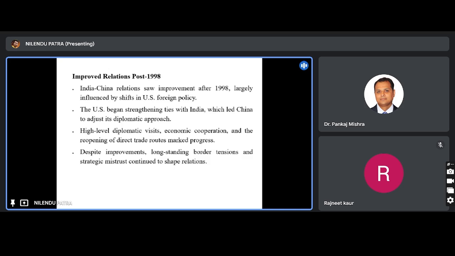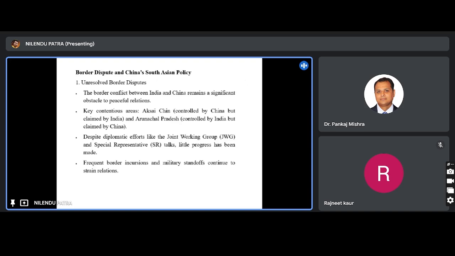Improved relations post 1998. India-China relations saw improvement after 1998, largely influenced by a shift in U.S. foreign policy. The U.S. began strengthening ties with China, which led China to adjust its diplomatic approach. High-level diplomatic visits, economic cooperation, and the reopening of direct trade routes marked progress. Despite improvements, long-standing border tensions and strategic mistrust continue to shape relations. Border dispute and China's South Asian policy.